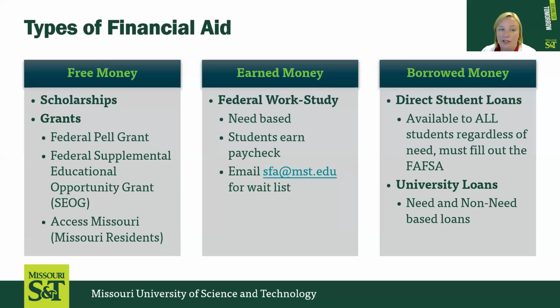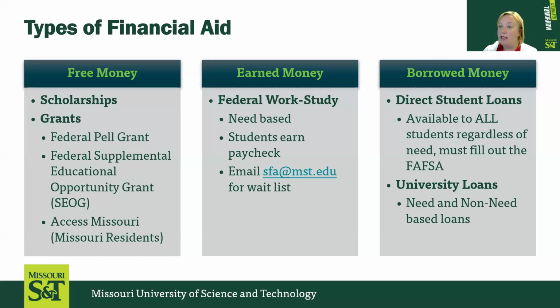So there are different types of financial aid that we offer out of the Student Financial Services Office. The first is free money. That's money that the student doesn't have to pay back. Generally, it's offered based on the student's merit or their need. So scholarships are generally based on merit or perhaps talent if you're getting some athletic aid, or maybe a music scholarship or something like that.